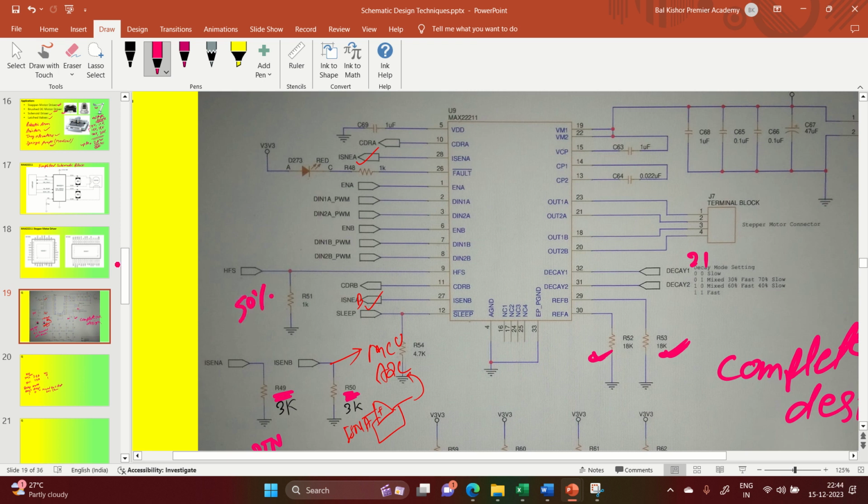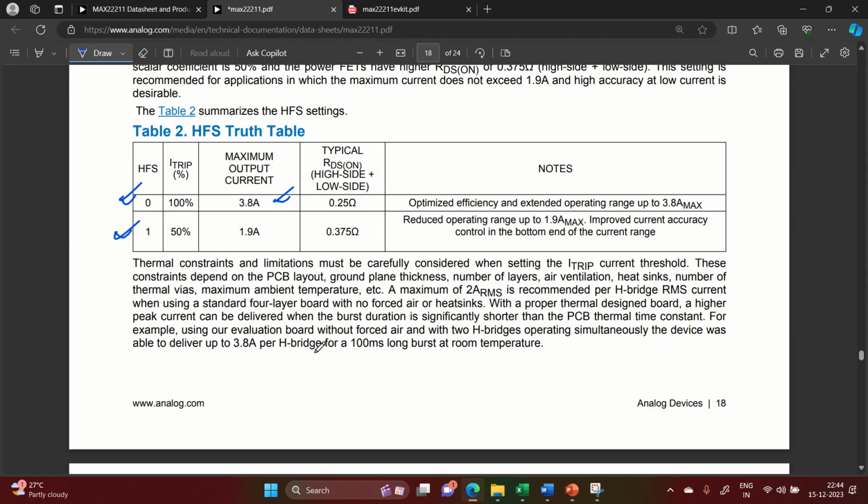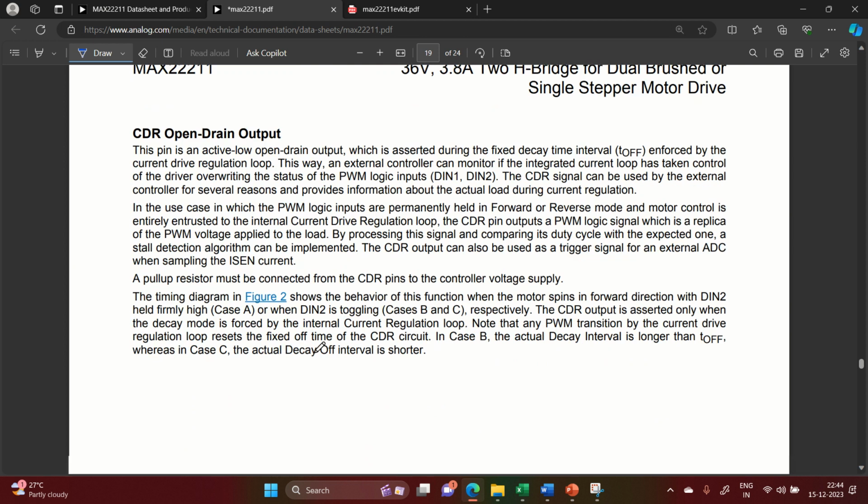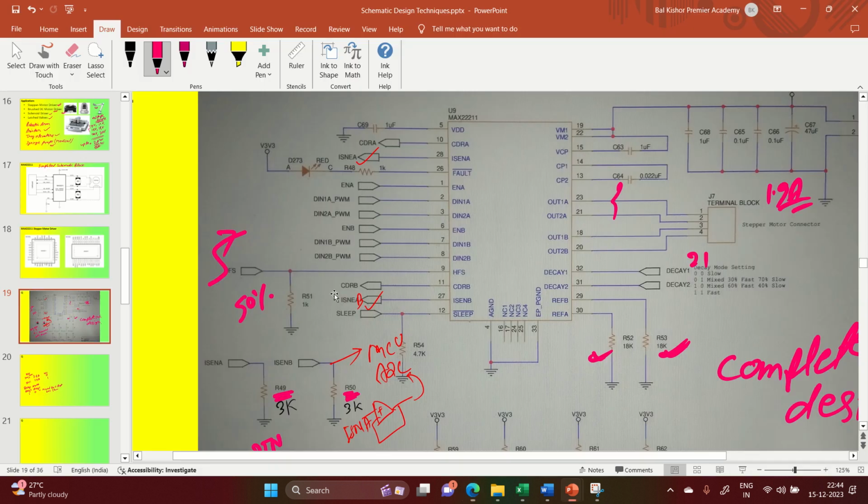Got it? Right now it is 1.9 ampere output each pair. Now suppose you want to make it a little bit higher, then you can control it through your microcontroller pin and make it high to go to the maximum limit. Got it? This is how it will be designed. Next is the CDR pin, the open drain pin, which we have already seen.